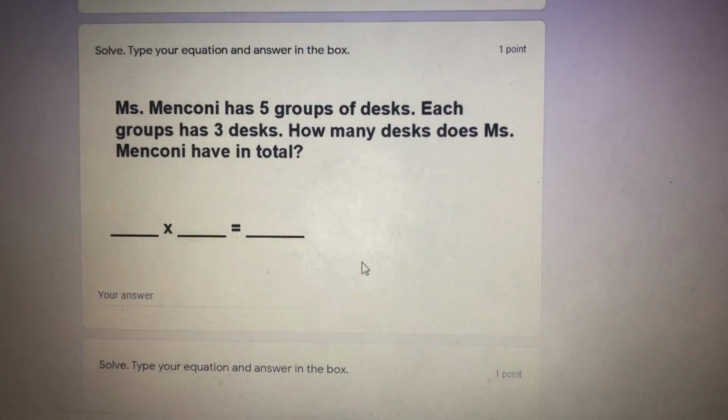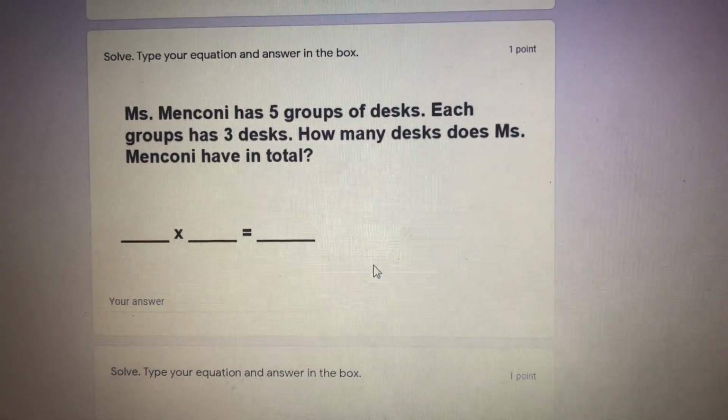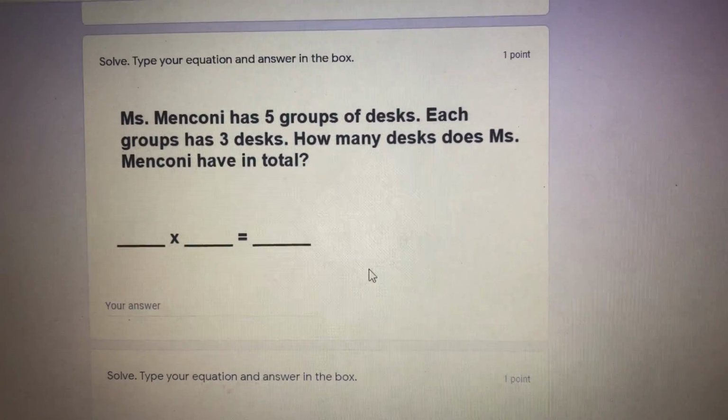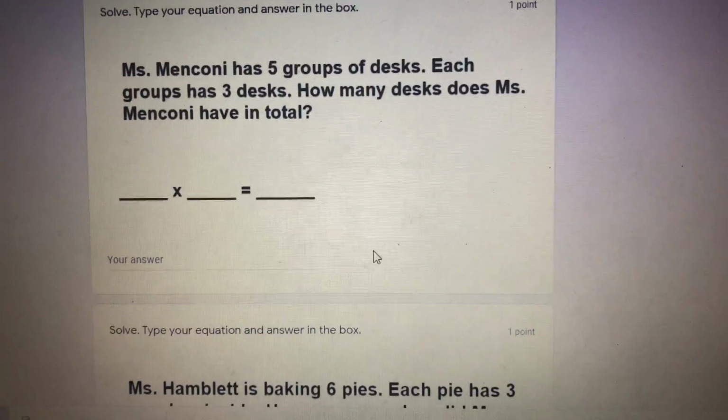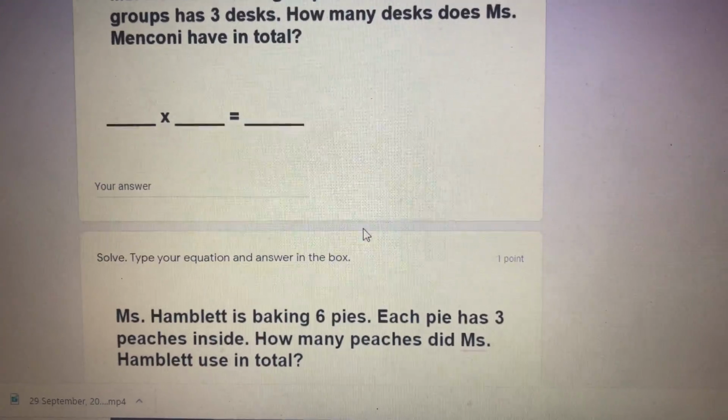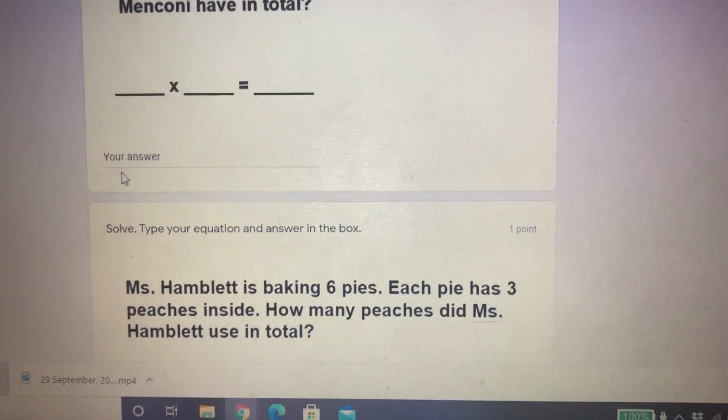Solve. Type your equation and answer in the box. Miss Minconi has 5 groups of desks. Each group has 3 desks. How many desks does Miss Minconi have in total? You're typing blank times blank equals blank.